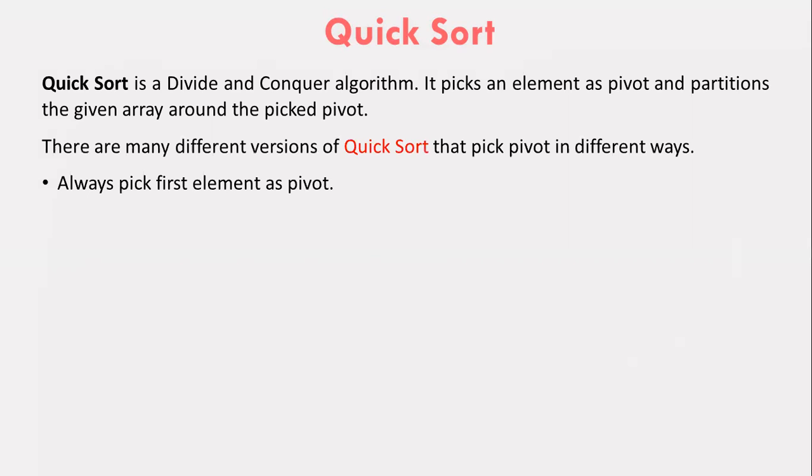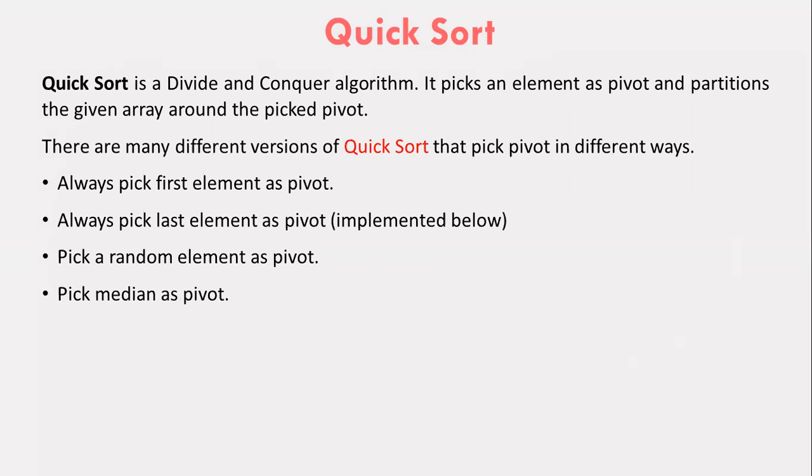The basic idea behind quicksort is that in this algorithm we choose one key element, which we call our pivot element. We can either choose the first element as the pivot element, or the last element, or a random element, or we can pick the median element as the pivot element. So there are many techniques we can use to choose the pivot element.